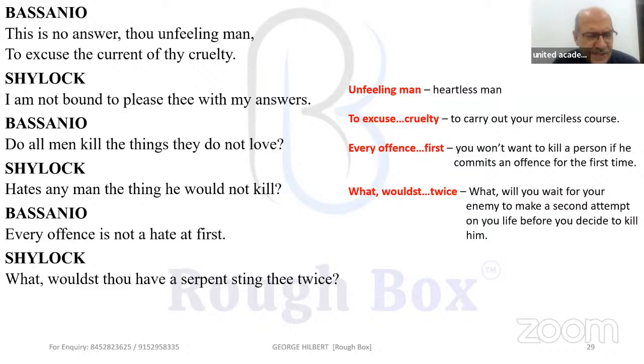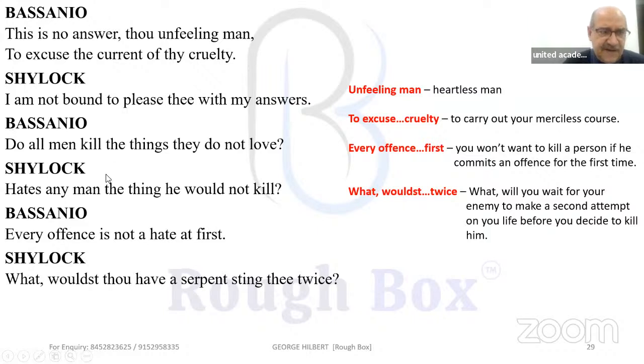And Bassanio tries to reason further. He said, do all men kill the things they do not love? Do people want to kill something that they don't like? And Shylock says, hates any man the thing that he would not kill? Is there any man in the world who would not like to kill that thing or that person that he hates? Of course, he may not kill, that's a different thing. But the feeling will be there, how I wish I can kill him.